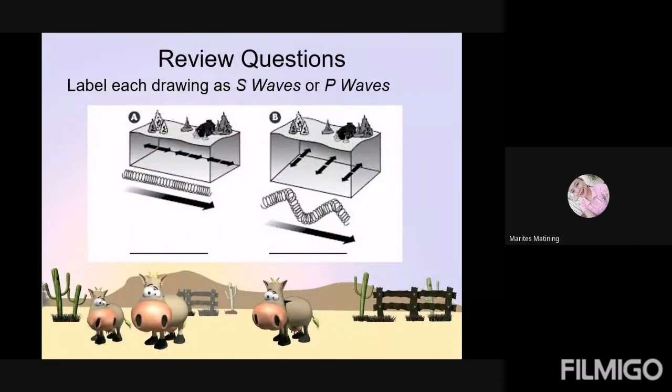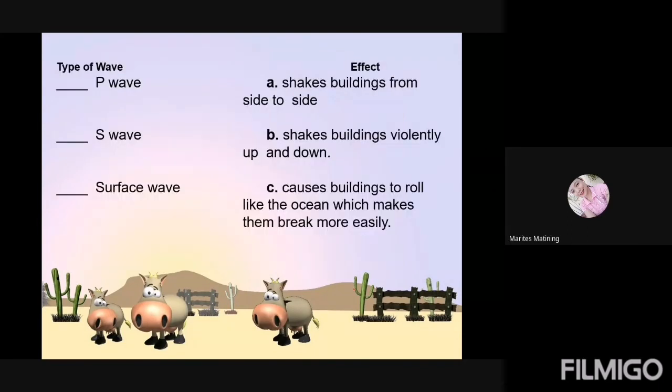So, again, let's review. Okay? So, si A at saka si B, nasaan si S waves dyan? Si A ba or si B? Ma'am, si B. Okay, yes, Lance. Correct. So, si B, up and down ang movement. How about P waves? Other hands, please. Ma'am, si A po. Very good. Letter A, si P waves.